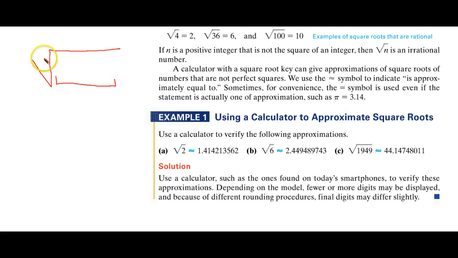And sometimes you'll see a number here. If there is no number, then we assume it's a 2. So we'll be working with radicals, under the radical sign, the radicand. And this is the index number.